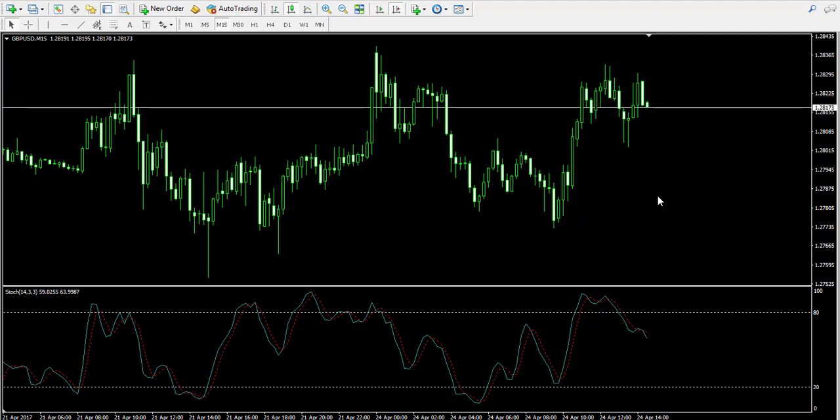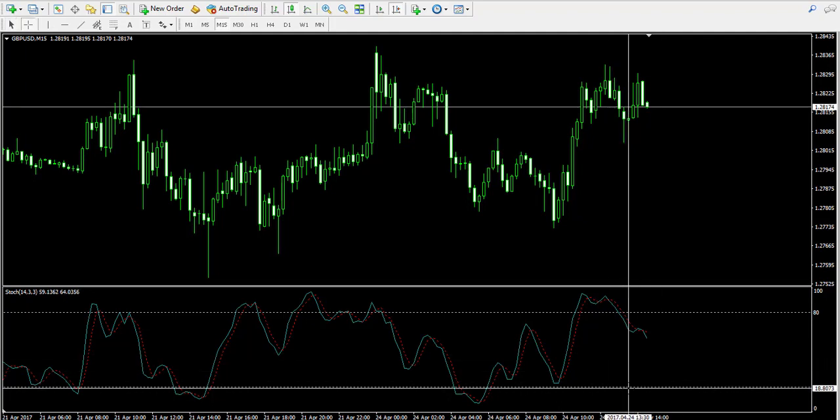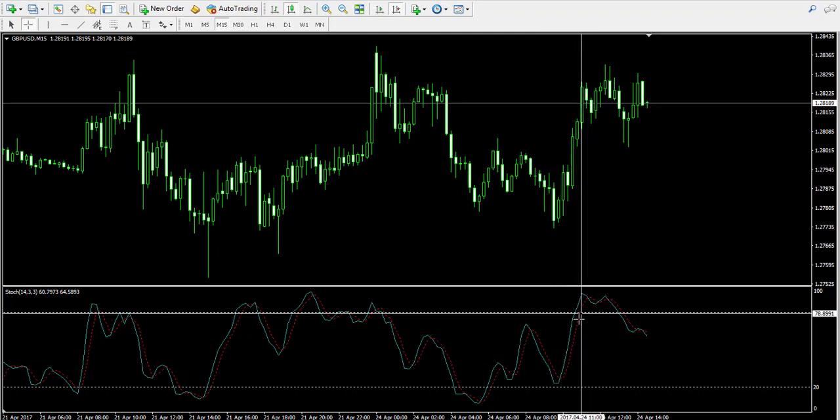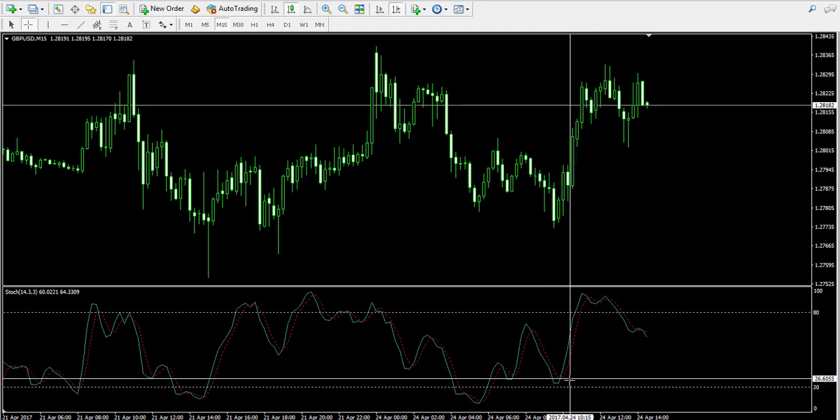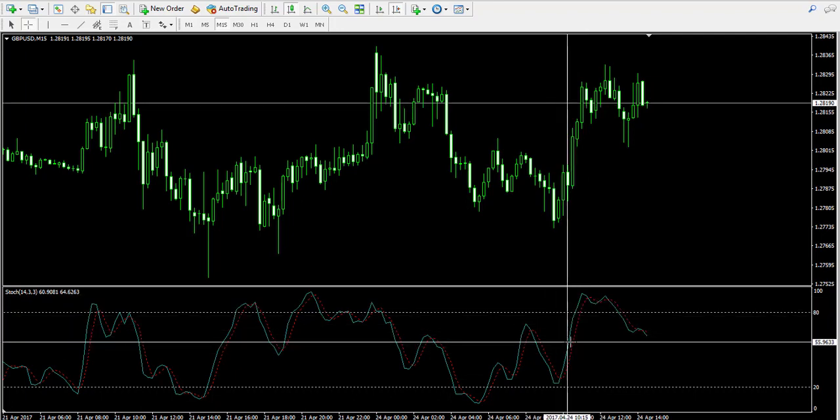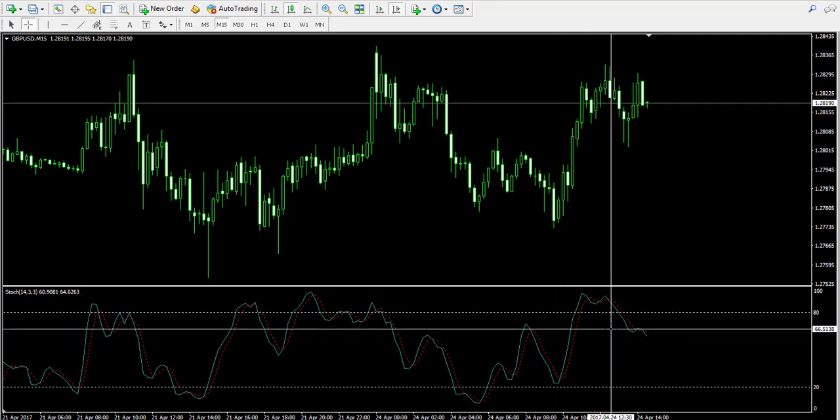Now, let me tell you something about the calculation of the stochastic. There are two lines of the stochastic oscillator. So the first one is this blue line over here and the other is this red line over here. The blue line, we call it the K line, the stochastic line.